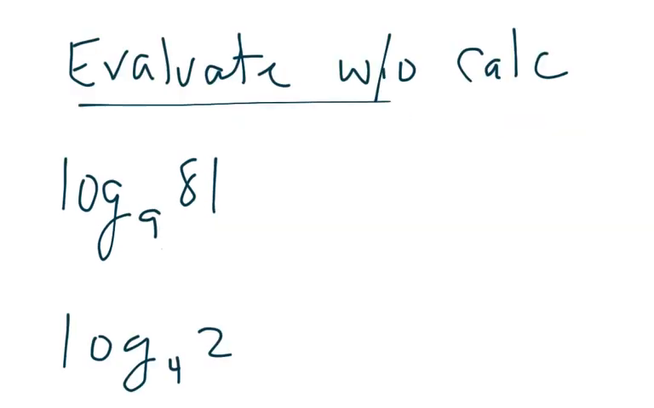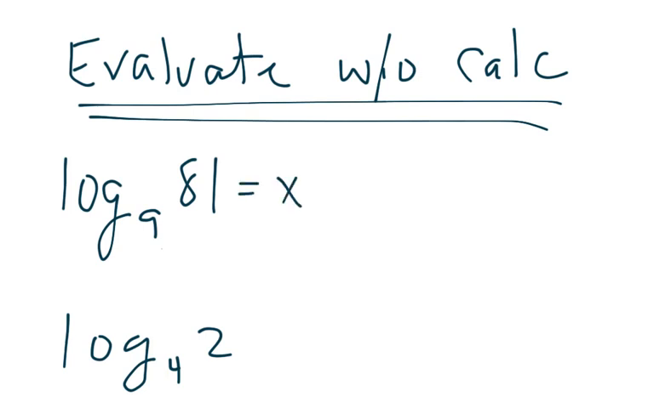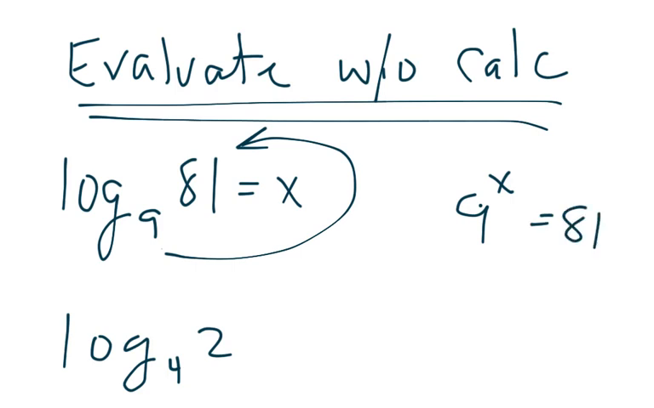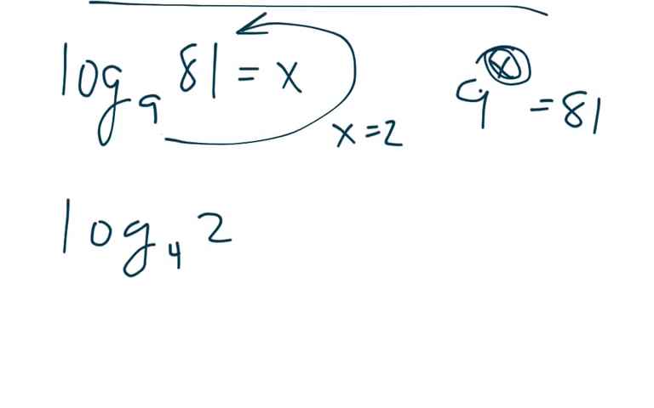So let's use that then to help us evaluate. What is log base 9 of 81? Well, if I circle the wagons, that would be 9 to the x equals 81. Oh, I know what x is. It's 2. So we can use that idea of exponential functions to help us solve these.